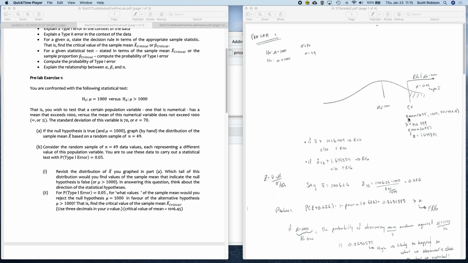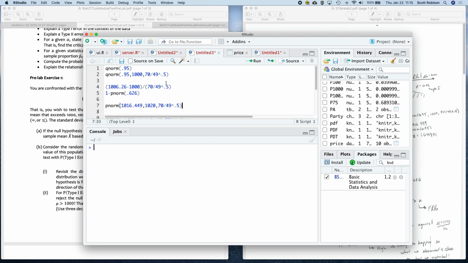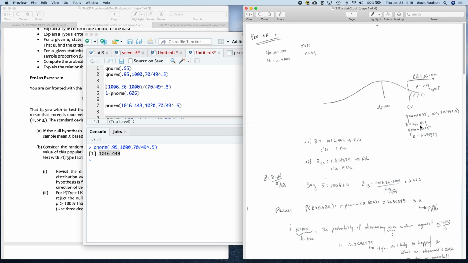So here, if I want to find this critical value, on the right I know that there's 5%, which means on the left I know that there's 95%. So I can use the command qnorm of 95%, that's the area on the left, where the middle is 1,000, and the spread of this distribution is 70 divided by root 49. So when I do that, I get that value to be 1,016.449.